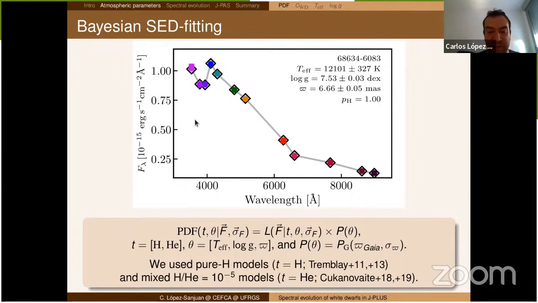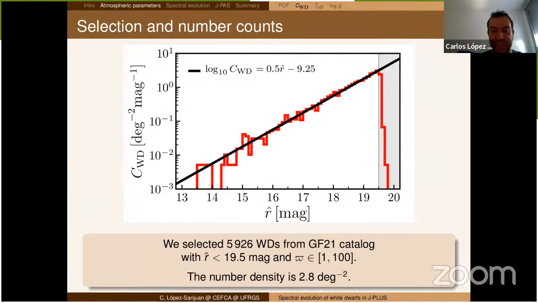So regarding the models, we use pure hydrogen models for DAs and mixed models for non-DAs in this case. So we run this in all the common sources, and this is the catalog that we obtain. So at the end, we have roughly 6,000 white dwarfs in common with the Gentile Fusillo 21 catalog, selected with a magnitude below 19.5, so we have good signal to noise, and with a parallax between 1 and 100, so we have good parallax measurements.